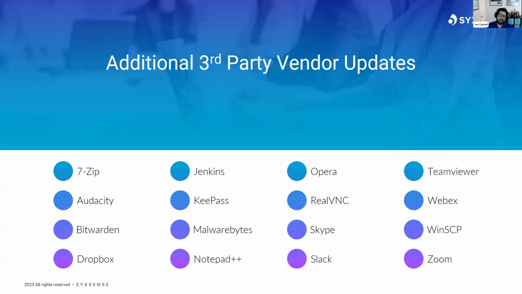Some additional products have also seen updates since the start of the year, but again, nothing in this space to really disclose. Otherwise, I'd have more detailed information on them. These products include 7-Zip, Audacity, Bitwarden, Dropbox, Jenkins, KeePass, Malwarebytes, Notepad++, Opera, RealVNC, Skype, Slack, TeamViewer, WebEx, WinSCP, and Zoom.